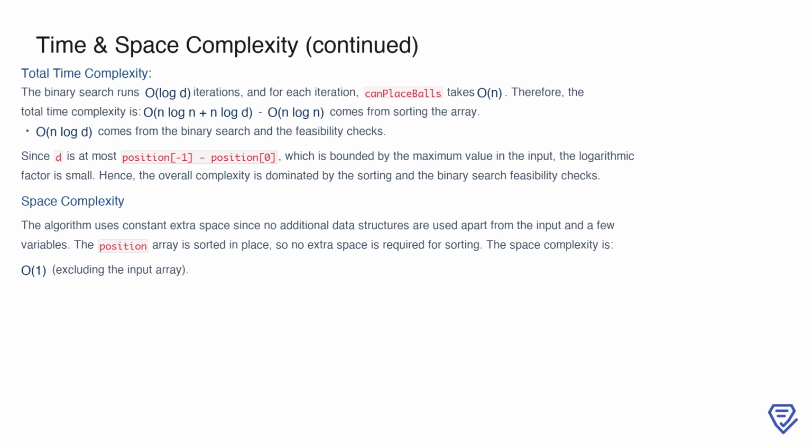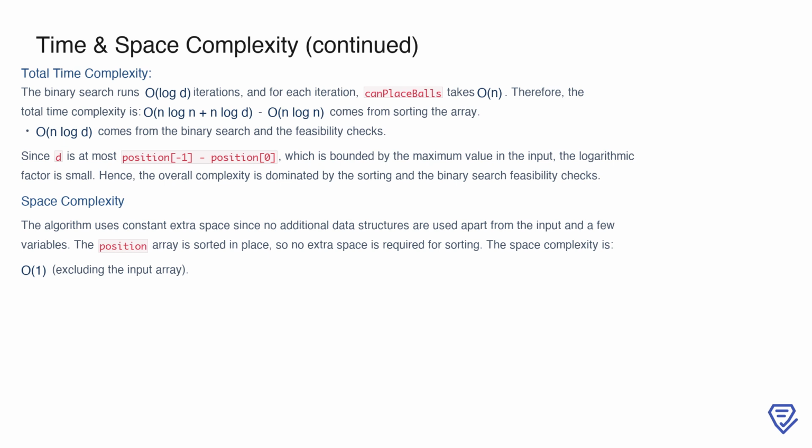Now, combining the steps, the total time complexity of the algorithm can be expressed as O(n log n + n log d). The O(n log n) term arises from sorting the position array, while the O(n log d) term comes from the binary search and feasibility checks performed in canPlaceBalls. Since d is at most position[-1] - position[0], the logarithmic factor remains relatively small. Therefore, the overall time complexity is determined primarily by the sorting and the binary search operations.